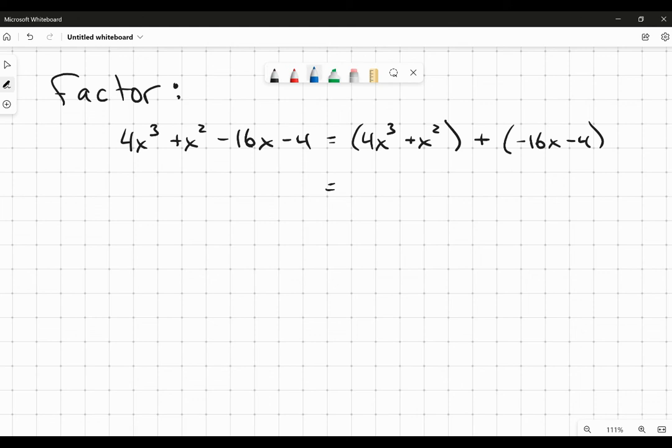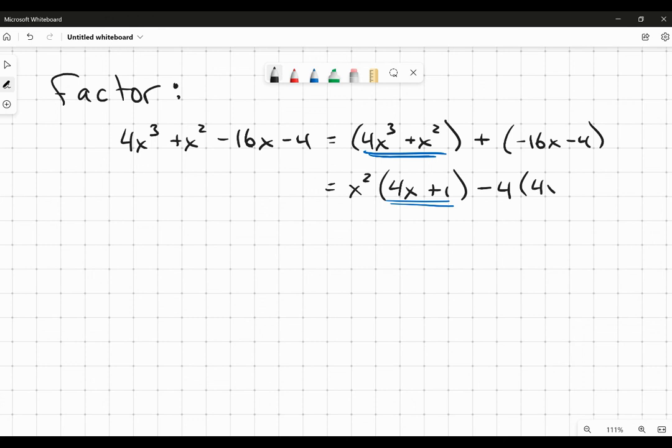Now, what is common to the terms in that first set of parentheses? Well, x squared. And when I pull that out, I'm left with 4x plus 1. Now, remember, when I factor something out of that second set of parentheses, I want my work to look like this. So when I take a look at that second set of parentheses, I notice there's a negative in both those terms. So I'm going to factor out a negative. And then between 16 and 4, there's a common factor of 4.